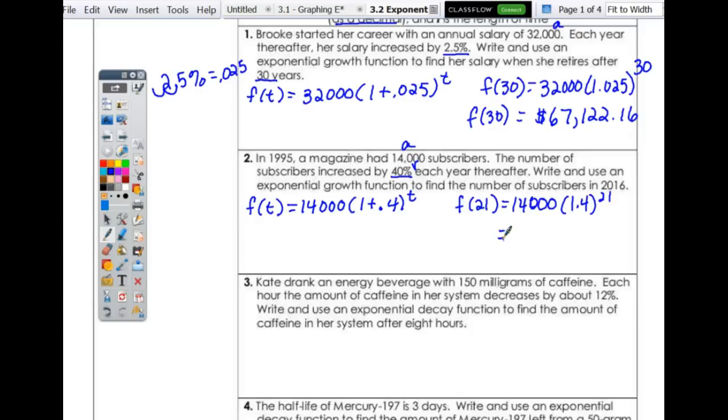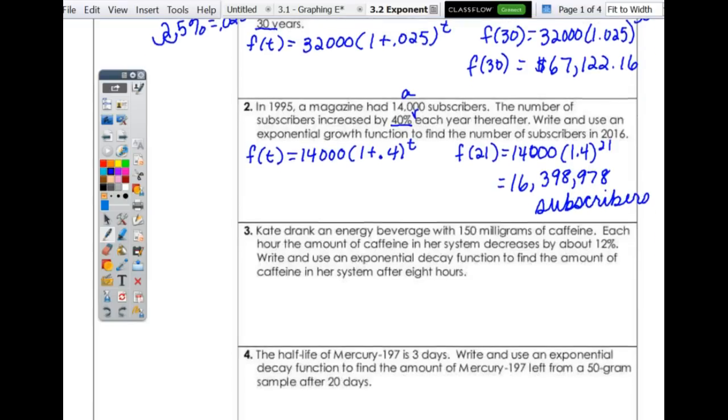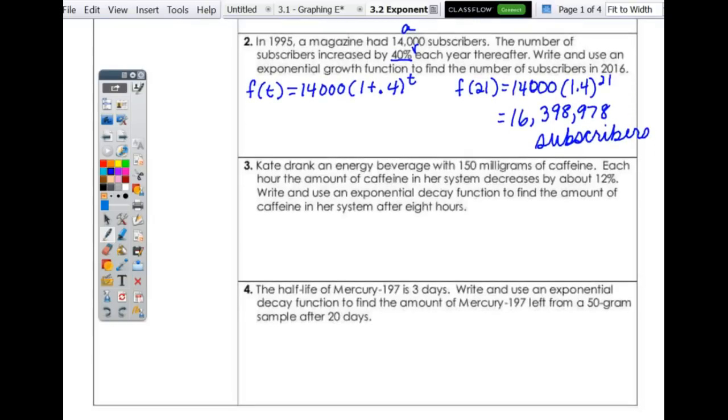So this time it's subscribers. And subscribers are people, and I can't have any decimal or any partial person. So when I multiply this out, I get 16,398,978 subscribers. So subscribers, we truncate off. We leave the decimal off because we can't have part of a subscriber.